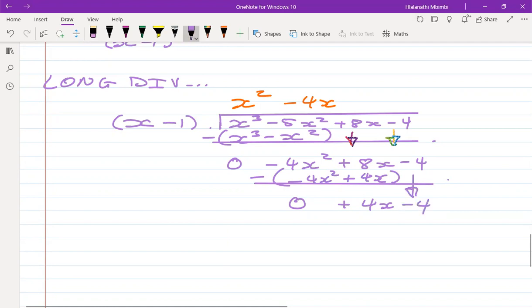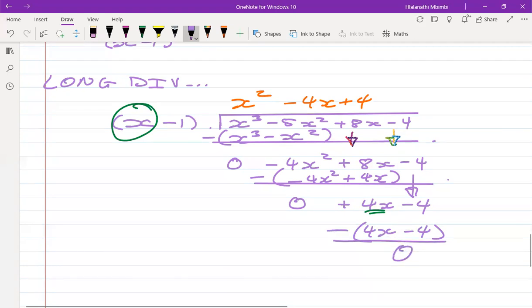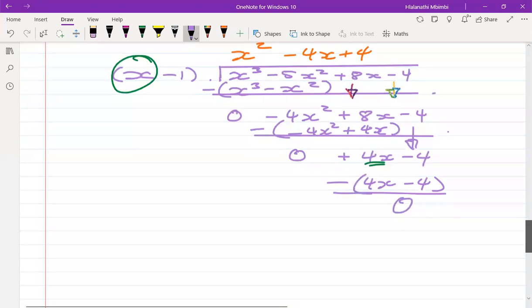If you look at this, okay, if I were to take this 4x and divide by u, what would I get? You would get a 4, consistent with color. If I take that 4 multiplied by the whole bracket, it would just be 4x minus 4. You can put your brackets and subtract it. They are the same. You will get a 0. You are done.